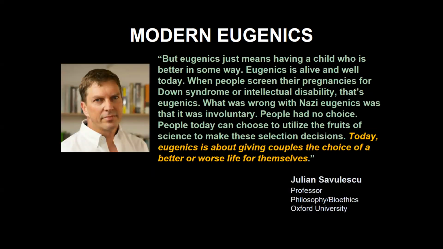Julian Savulescu, a professor of philosophy and bioethics at Oxford University, as well as at the University of London, had this to say: eugenics just means having a child who's better in some way. Eugenics is alive and well today. When people screen their pregnancies for Down syndrome or intellectual disability, that's eugenics. What was wrong with Nazi eugenics was that it was involuntary. People had no choice. People today can choose to utilize the fruits of science to make these selection decisions. Today, eugenics is about giving couples the choice of a better or worse life for themselves.